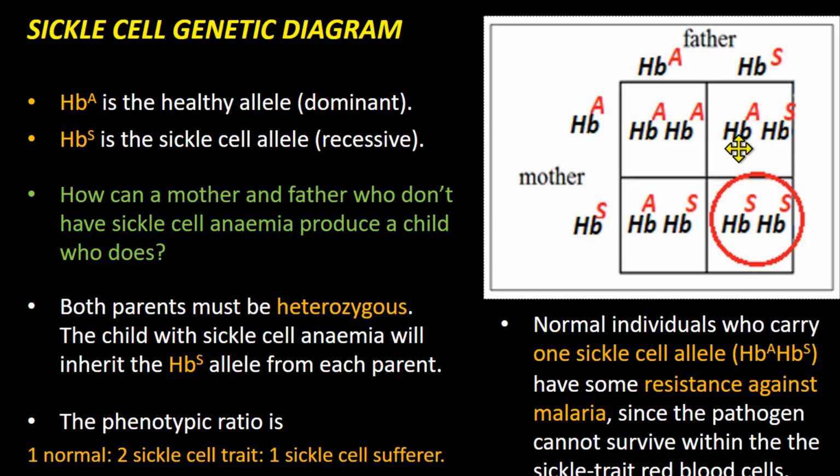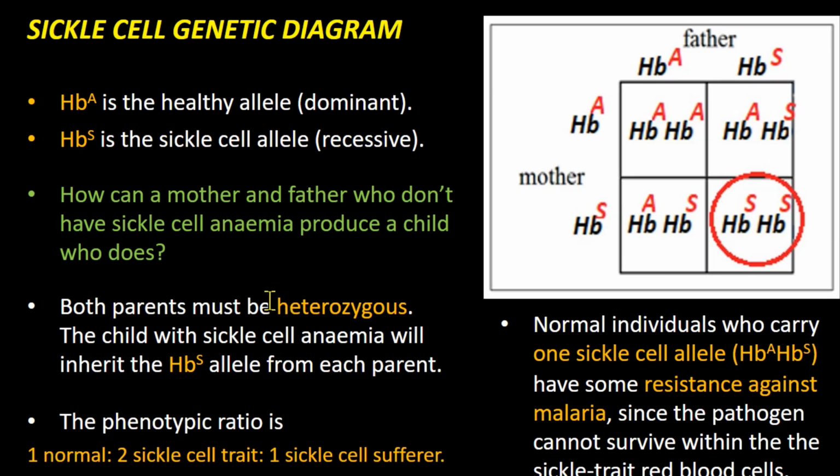This child is said to have sickle cell trait, which means that the child is a carrier, still healthy, but is able to pass on the sickle cell allele to their children. The same is going to be for this child. It is going to inherit hemoglobin A from the father, hemoglobin S from the mother. So this fourth possibility here is going to inherit hemoglobin S from the father, hemoglobin S from the mother. This child is going to be suffering from sickle cell anemia.